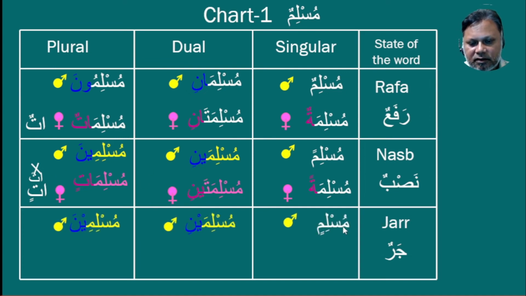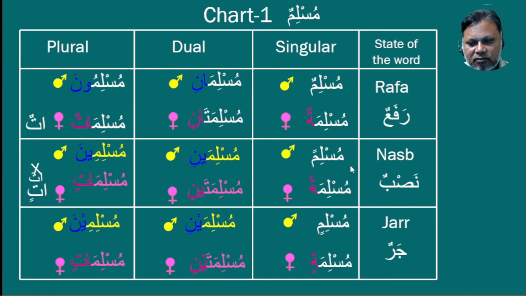And in the Jar state, for male, it will be Muslimin, Muslimaini, and Muslimina. Same as nasab: dual Muslimaini, plural Muslimina. Jar is also the same, Muslimaini, Muslimina, because this is diptotes number in dual and plural. Now for female, the singular will be Muslimatin, dual will be Muslimataini, plural will be Muslimatin. The plural is the same as nasab and jar, Muslimatin.